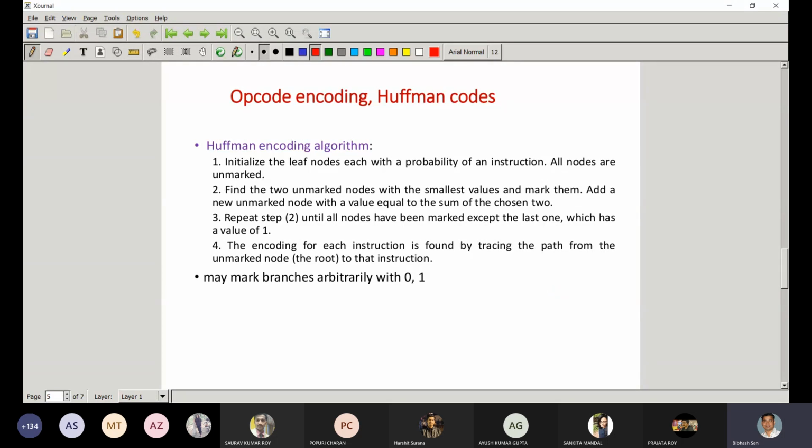Now suppose you have an instruction. Okay, you have an instruction that maybe you can say load, add, mult, load, add, mult. So these are the instructions actually you are using.